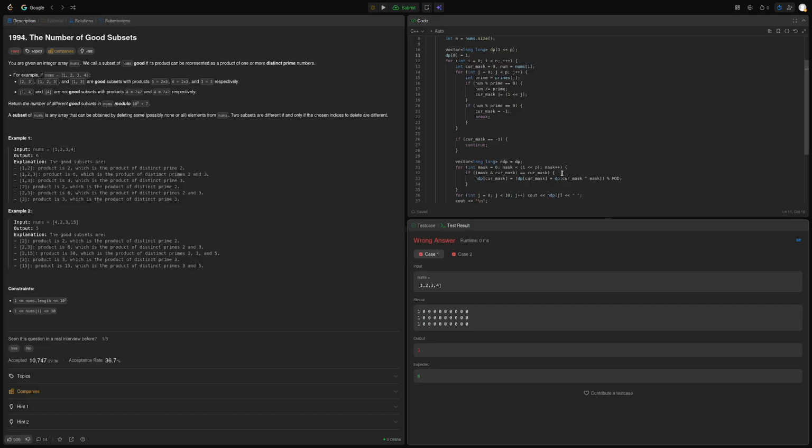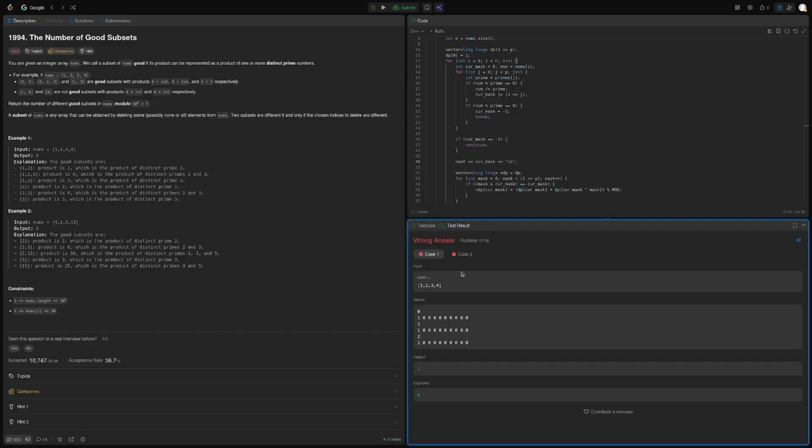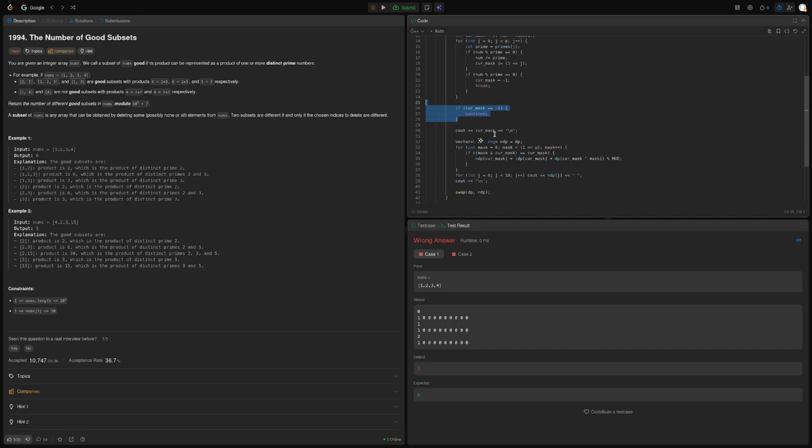So let's check the current mask. Current mask should be 0, 1, 2. Wait. Yeah, okay, 4 is skipped. That's fair. But 4 actually shouldn't be skipped. Or should it?